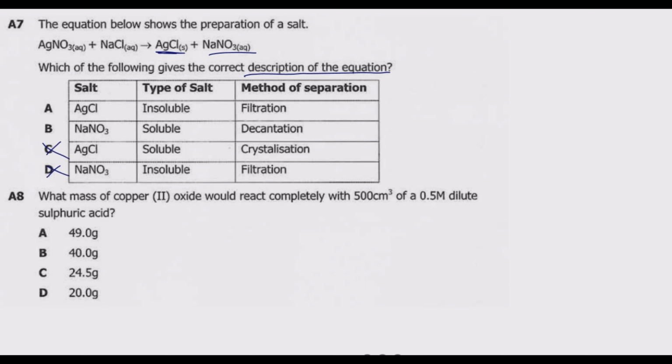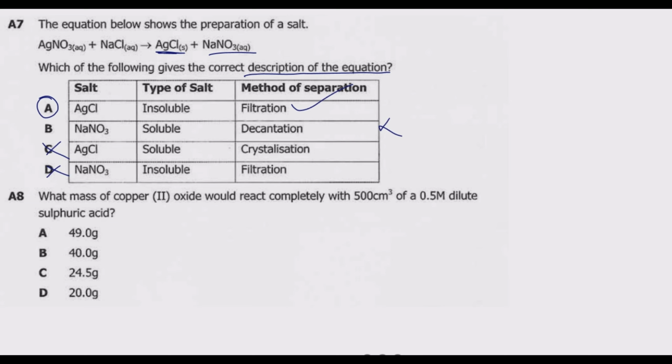Then we look at the method of separation. How do you separate insoluble from aqueous solution? So A, silver chloride, which is insoluble, you can separate it using filtration. This is correct. So basically A would be the best answer. When you look at sodium nitrate, you see aqueous, we don't need to use decantation because silver chloride and sodium nitrate are not both liquids. One is solid, one is a liquid. So this cannot be used. It's not the best method in short.